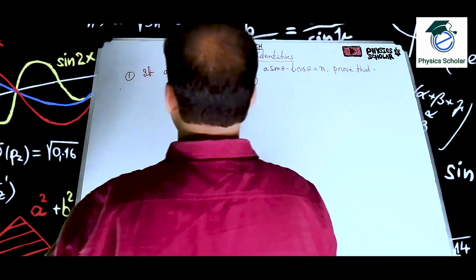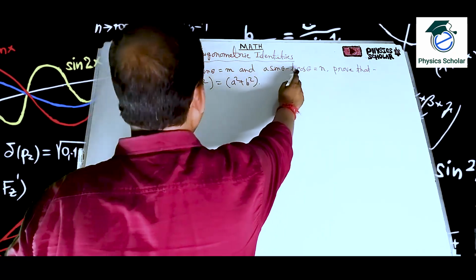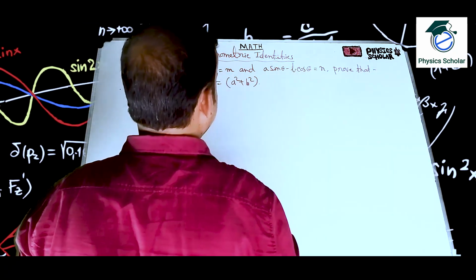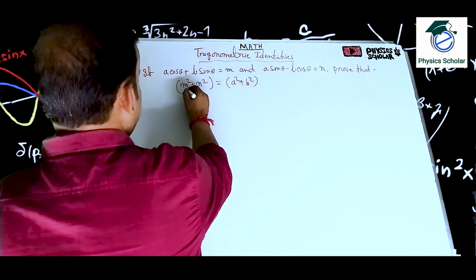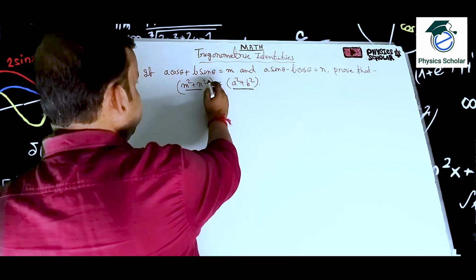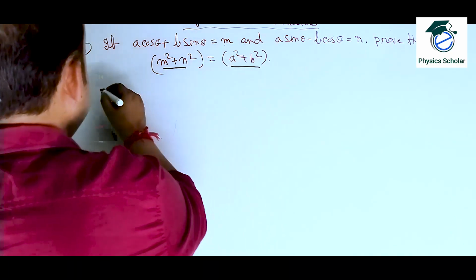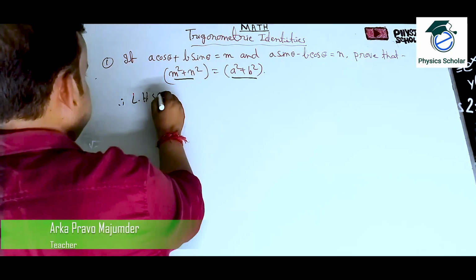Now let us start. If a cos theta plus b sin theta is equal to m and a sin theta minus b cos theta is equal to n, we have to prove that m square plus n square is equal to a square plus b square. So how can we approach? Here m and n are given. Clear? So let us write the left hand side.